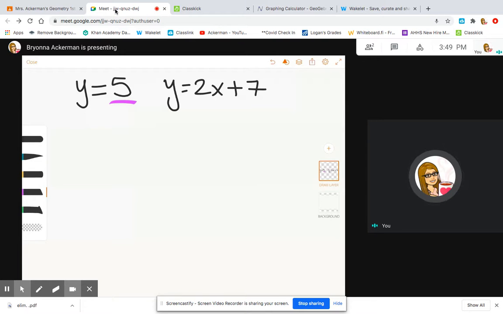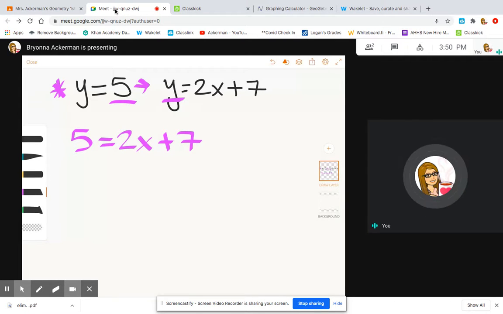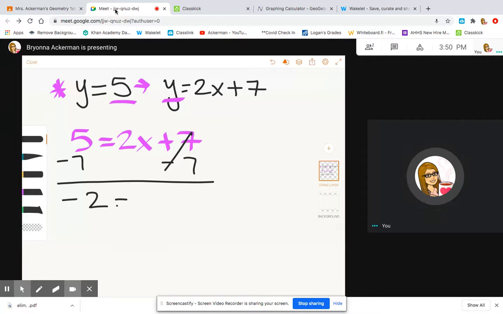So I'm going to substitute 5 into the other equation for y, because y equals 5, okay? So into this equation, I now get 5 equals 2x plus 7. And again, all I did was substitute 5 in for y. So now I can solve. I can say, okay, -7 both sides, and so I get -2 equals 2x. Then divide both sides by 2, and so x is -1.